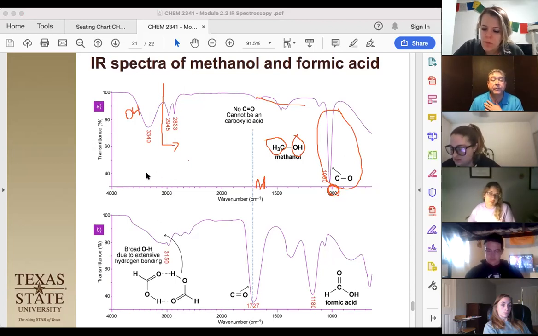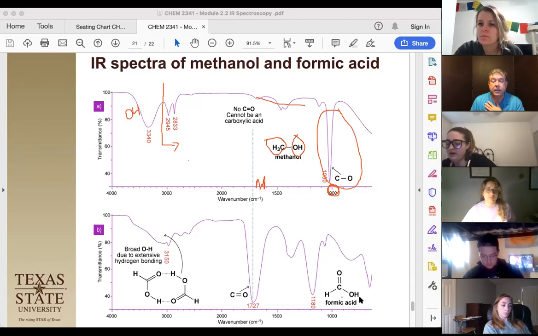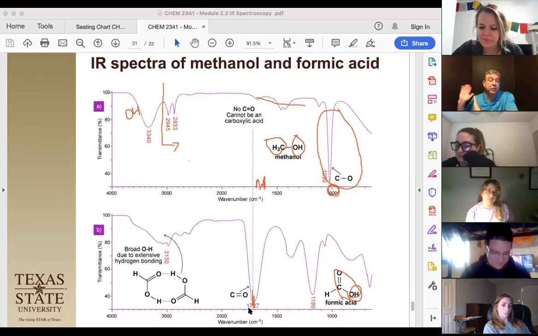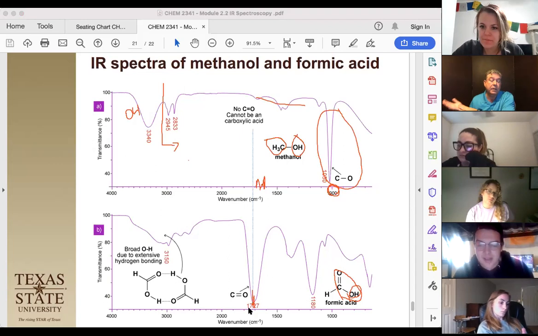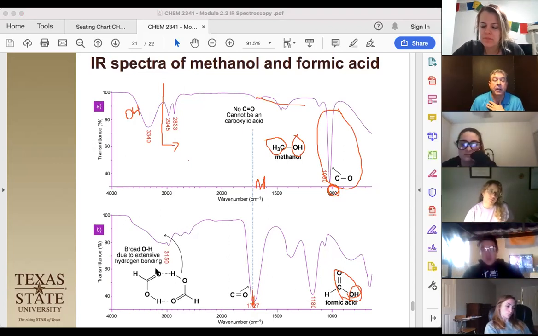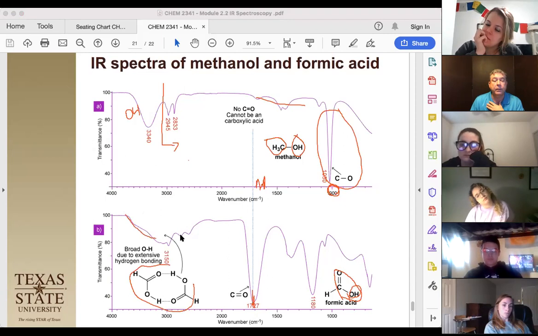Now, let's compare that to formic acid. Formic acid has this carboxylic acid right here. So we have an electronegative atom on our carbonyl peak, and that's going to take it right here at around 1727. Remember, ketones are like 1720 to 1710, so it's above that. And because of hydrogen bonding with the carboxylic acids right here, this peak gets very broad.